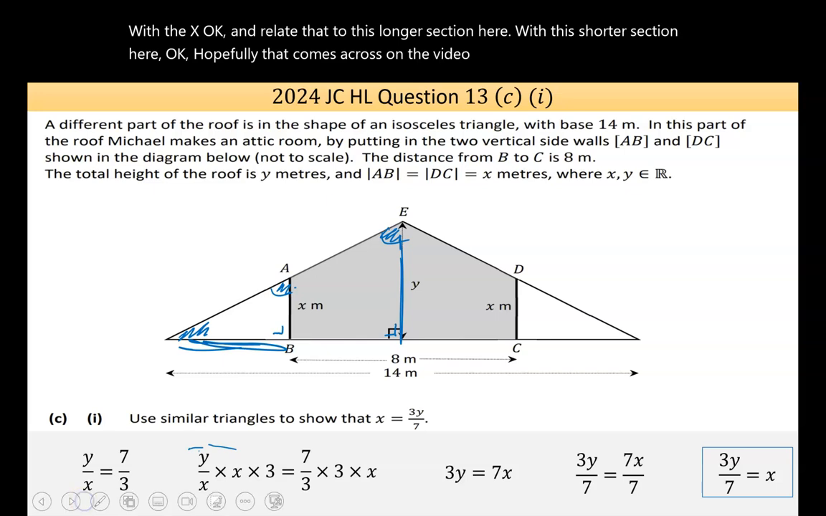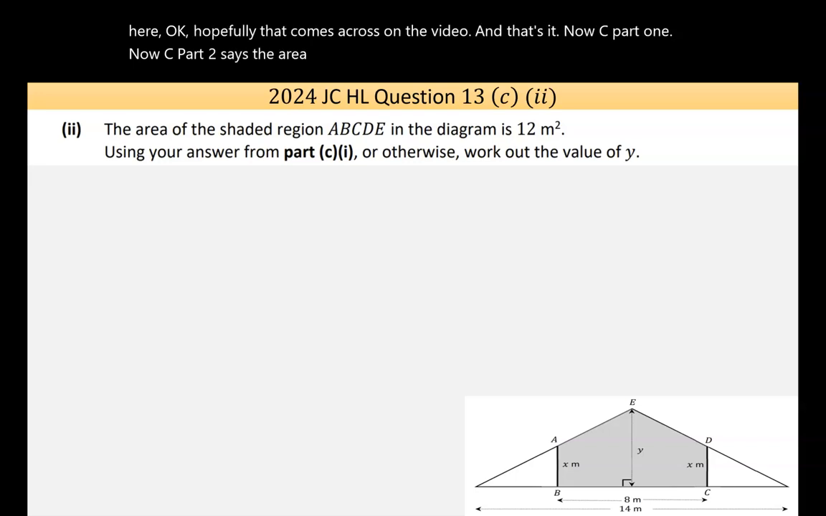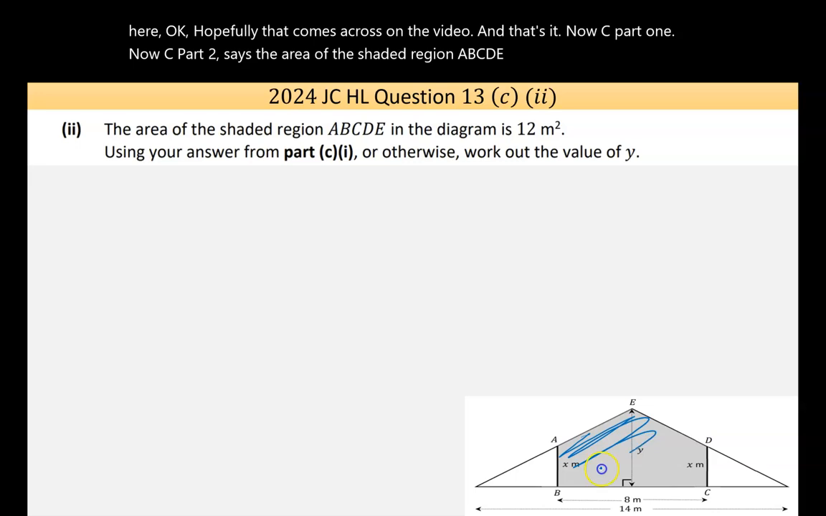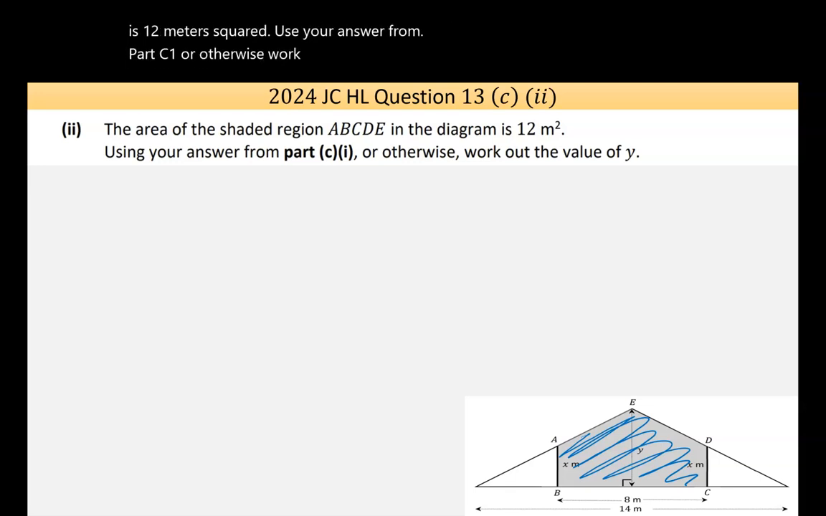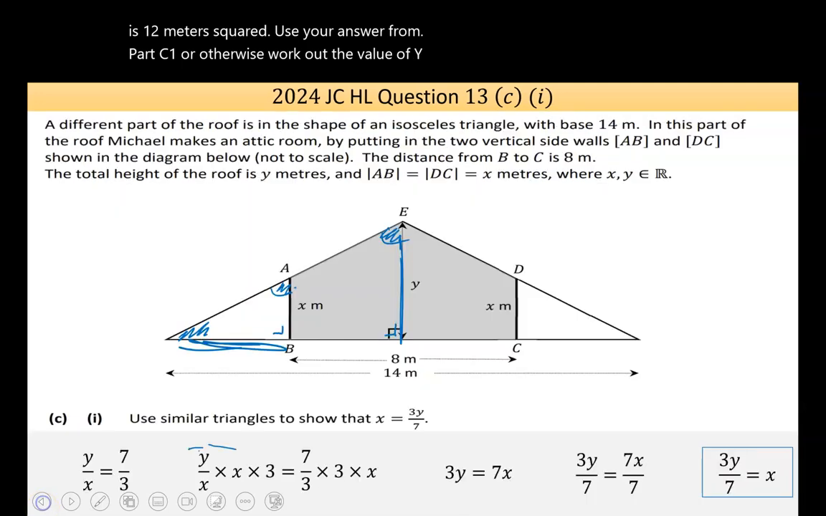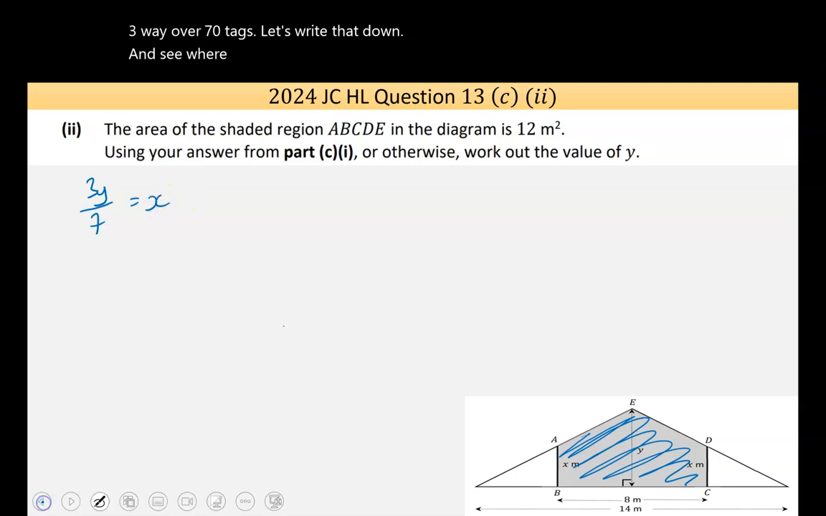And that's it. Now C part 1. Now C part 2 says the area of the shaded region ABCDE, so this shaded region here, is 12 meters squared. Use your answer from part C1 or otherwise work out the value of y. So our answer from C part 1 was 3y over 7 is equal to x. Let's write that down and see where it leads.